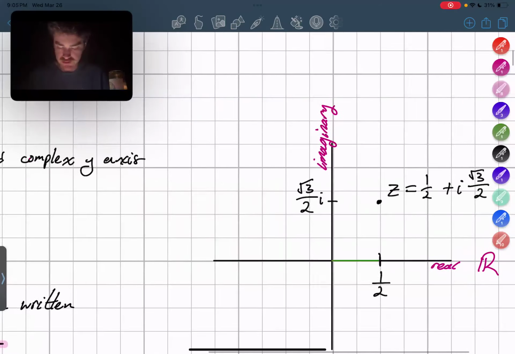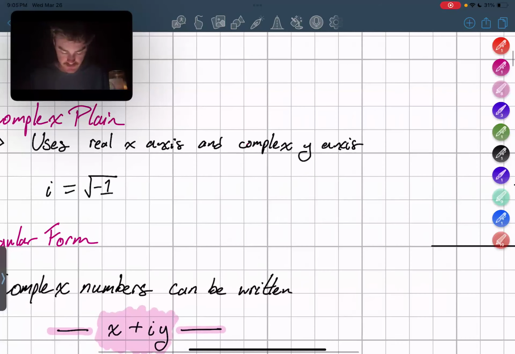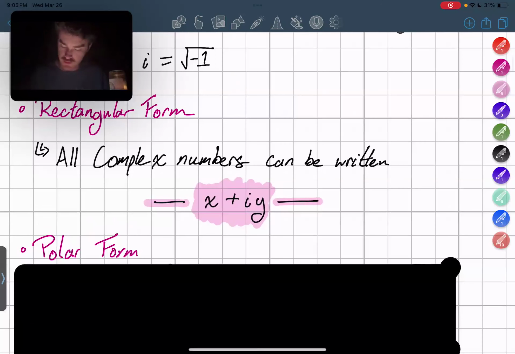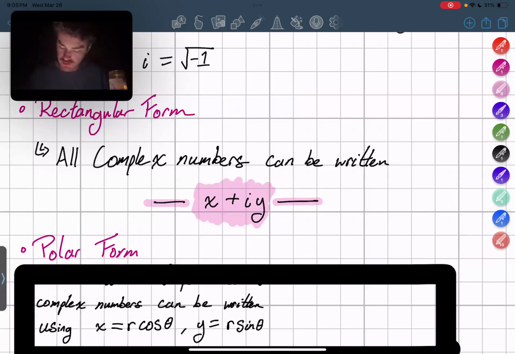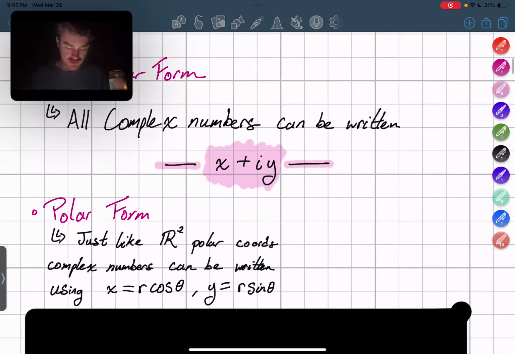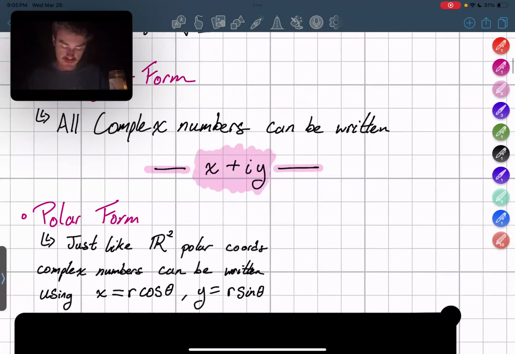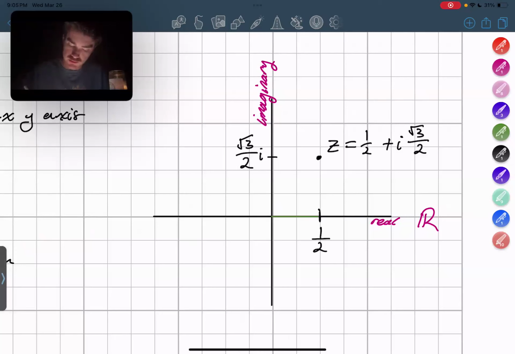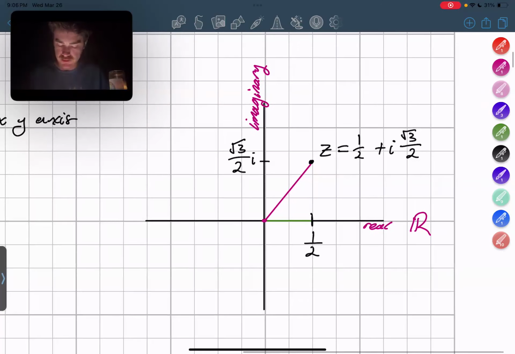But where did all these thetas and cosines and whatnot come from? So some of you may be familiar with polar form. Now, what is polar form? Well, we can do polar form in R2 as well. And just like R2 polar coordinates, our complex numbers can be written using x equals r cosine theta and y equals r sine theta. To demonstrate, imagine a line going from the origin of our complex plane straight to that z.